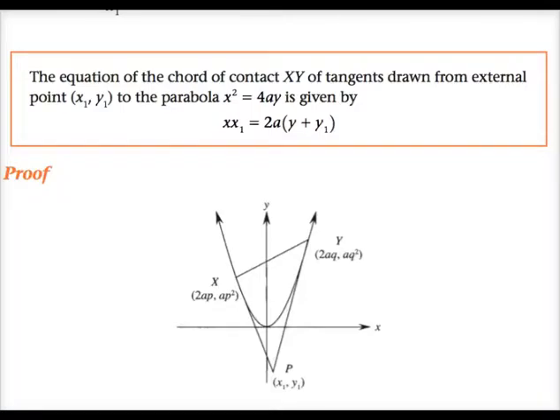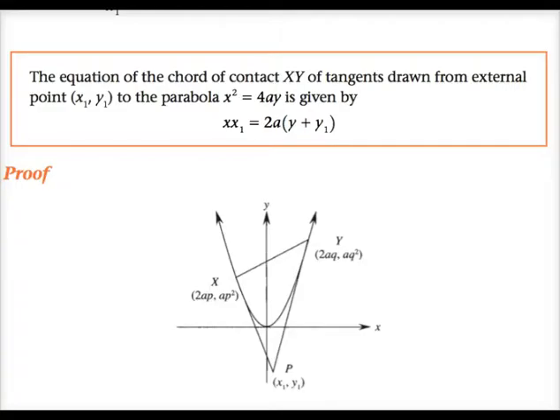A little heading, chord of contact, exercise 9H. Now, what is the chord of contact? So, you just learn this formula, girls. This is one formula you want to learn. Yep, copy that box. Instead of P and Q, they're calling it XY. So, the equation of the chord of contact XY of tangents drawn from an external point X1, Y1 to the parabola at X and Y is given by this: X times X1 equals 2A, Y plus Y1. So just copy that all down.